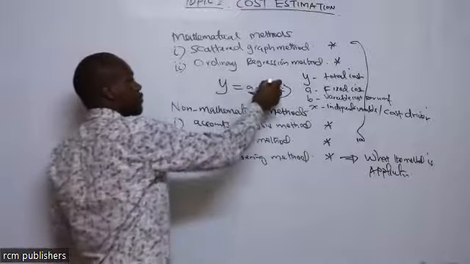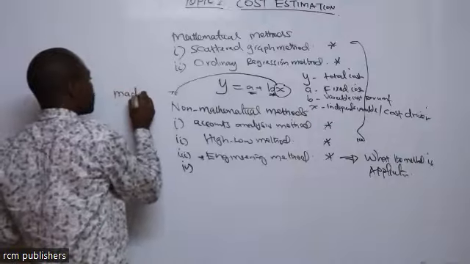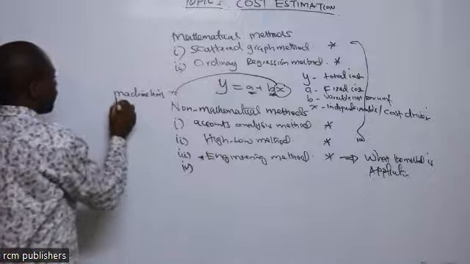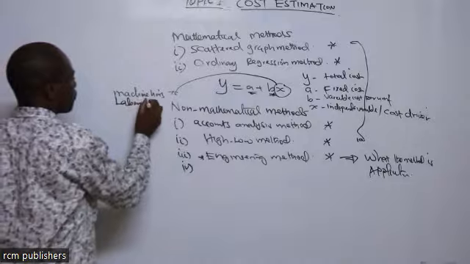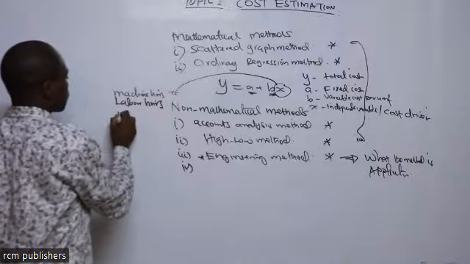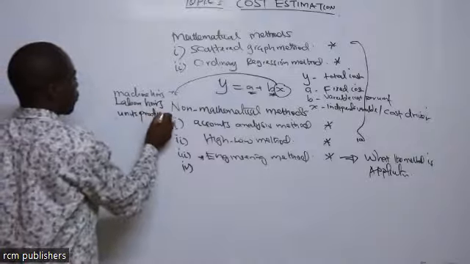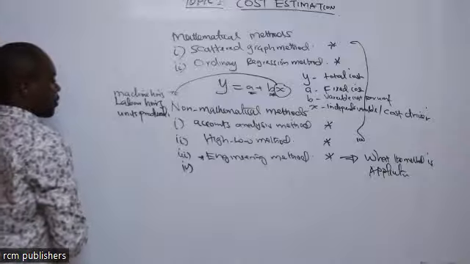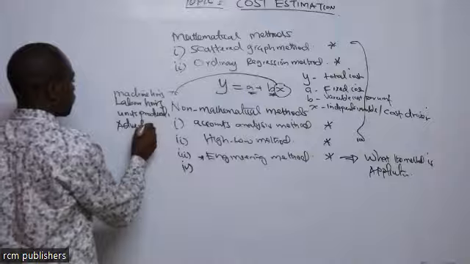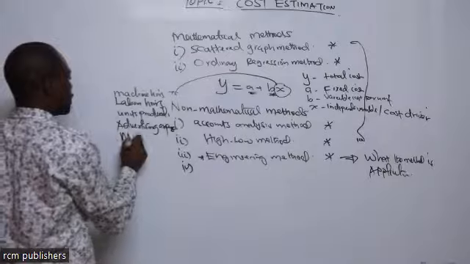the activity level, of which this activity level can be machine hours, can be labor hours, can be units produced, it can be advertising expenses, it can be marketing expenses.